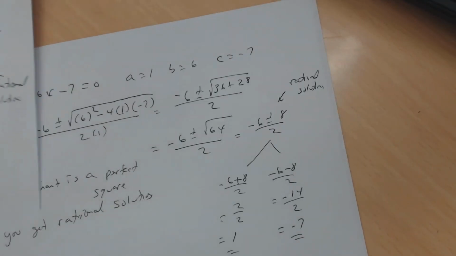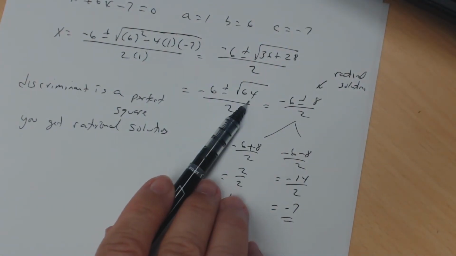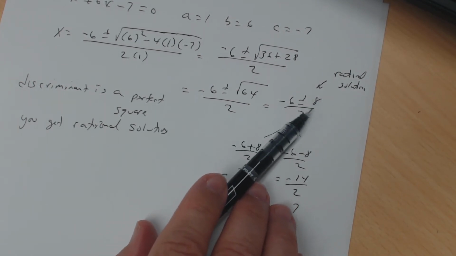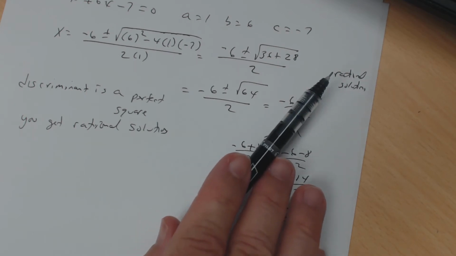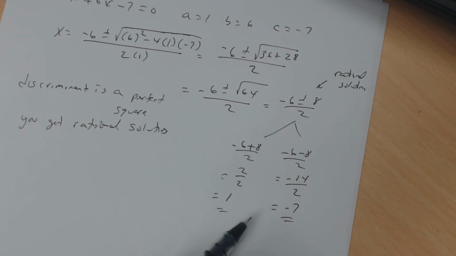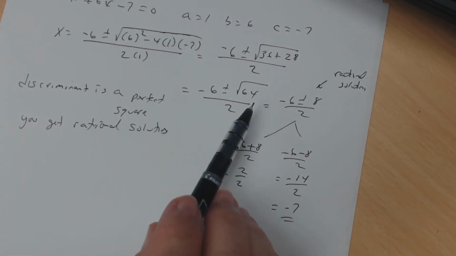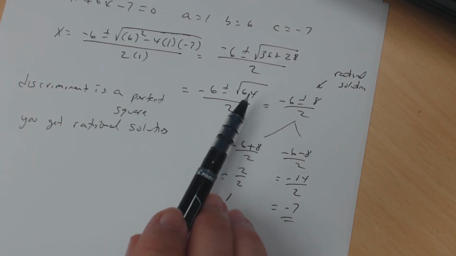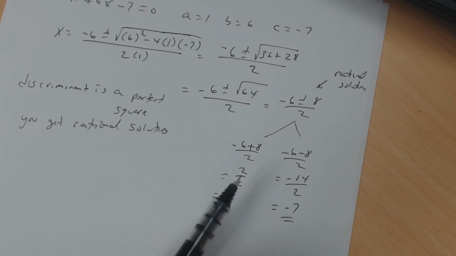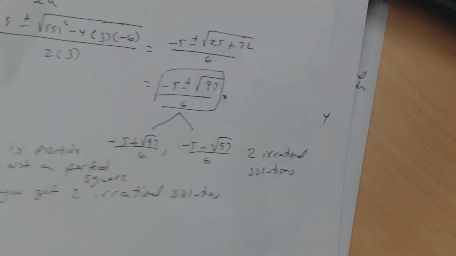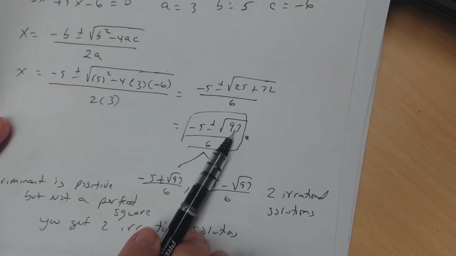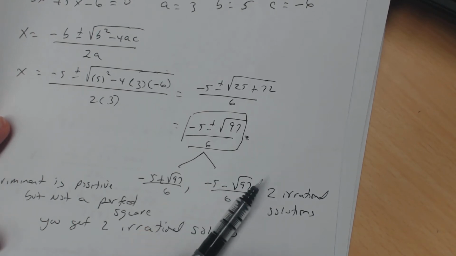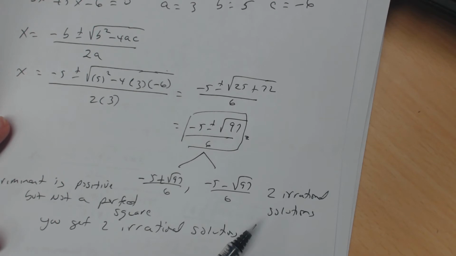Here, the discriminant is a perfect square. It's positive, it's a perfect square. No longer have that square root, so you get rational solutions again, but there are 2 of them this time. So if it's 0, you get 1 rational solution. If it's a perfect square, you get 2 rational solutions. If it's not a perfect square, you get two irrational solutions.